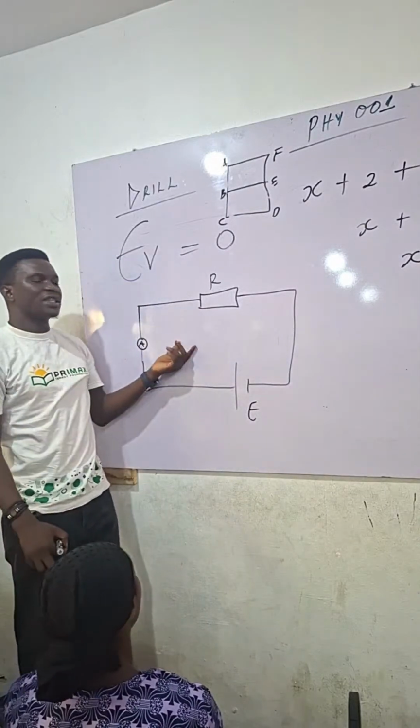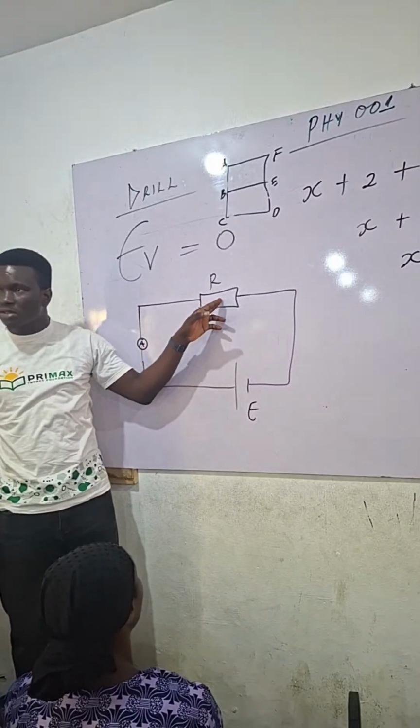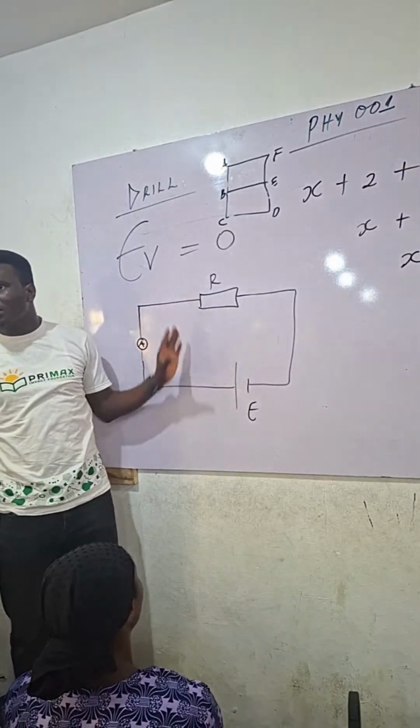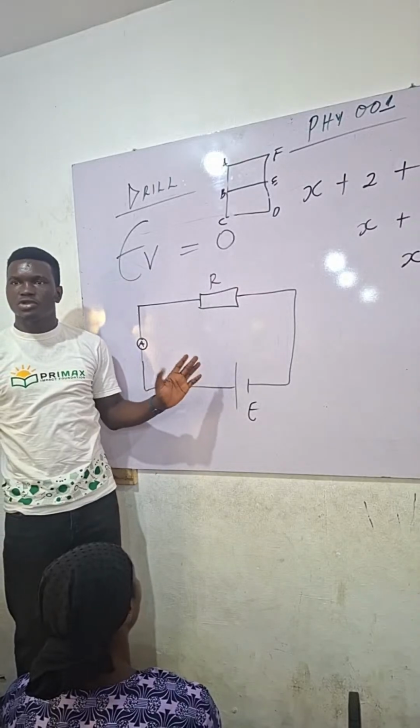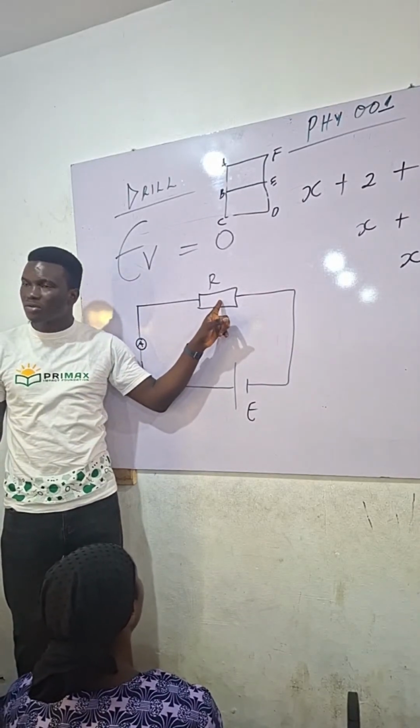Now, looking at what I have here, forget about this, this is just a symbol of something. How many loops do I have here? 1. Do you get that? Don't say this is a loop. That's just a resistor.